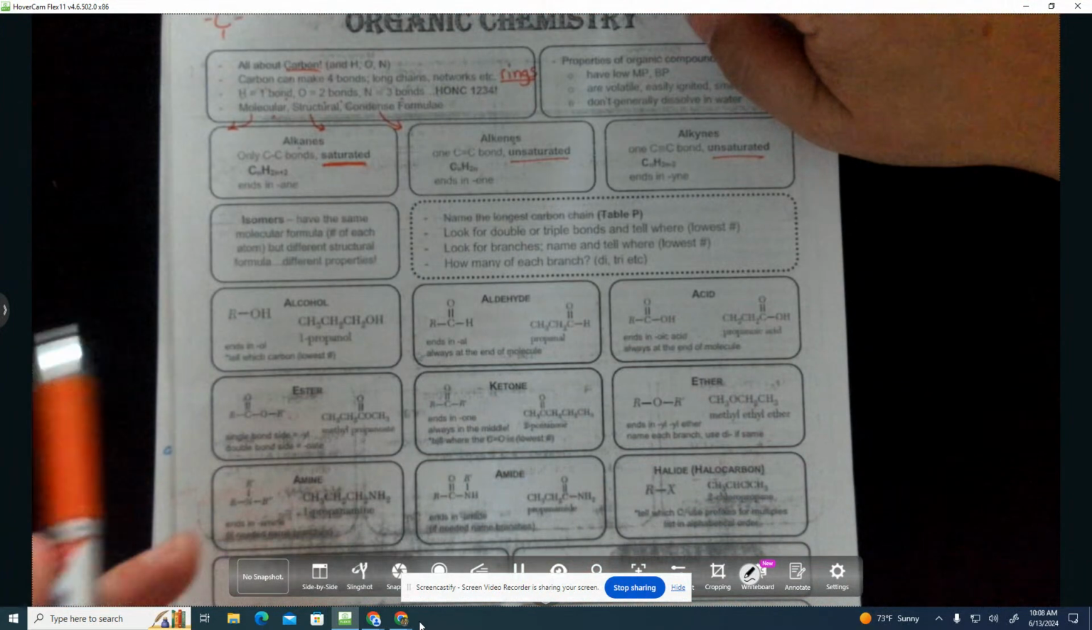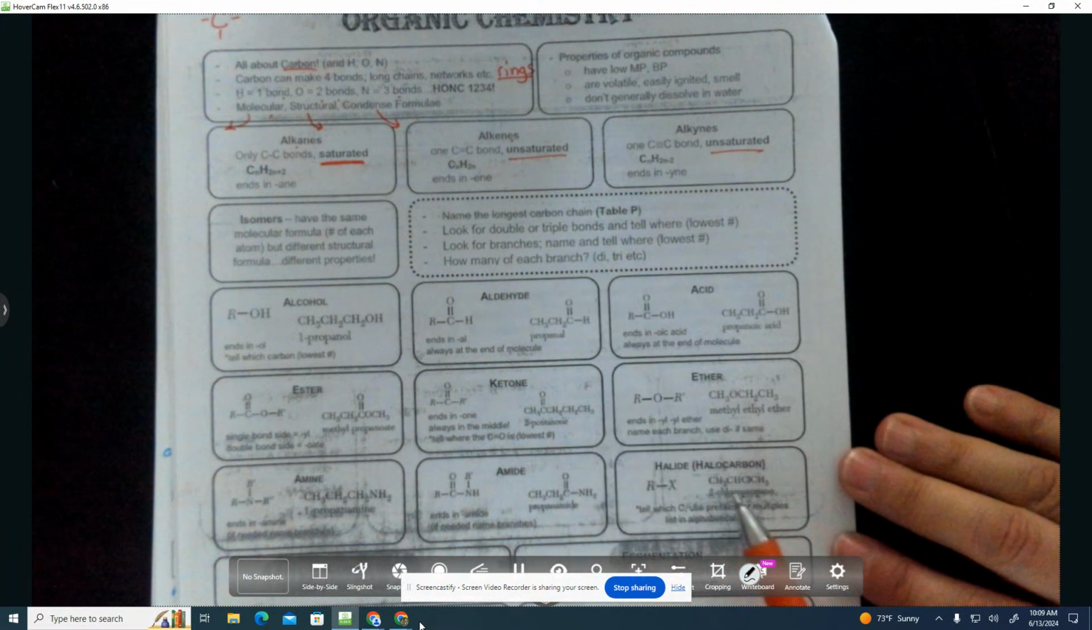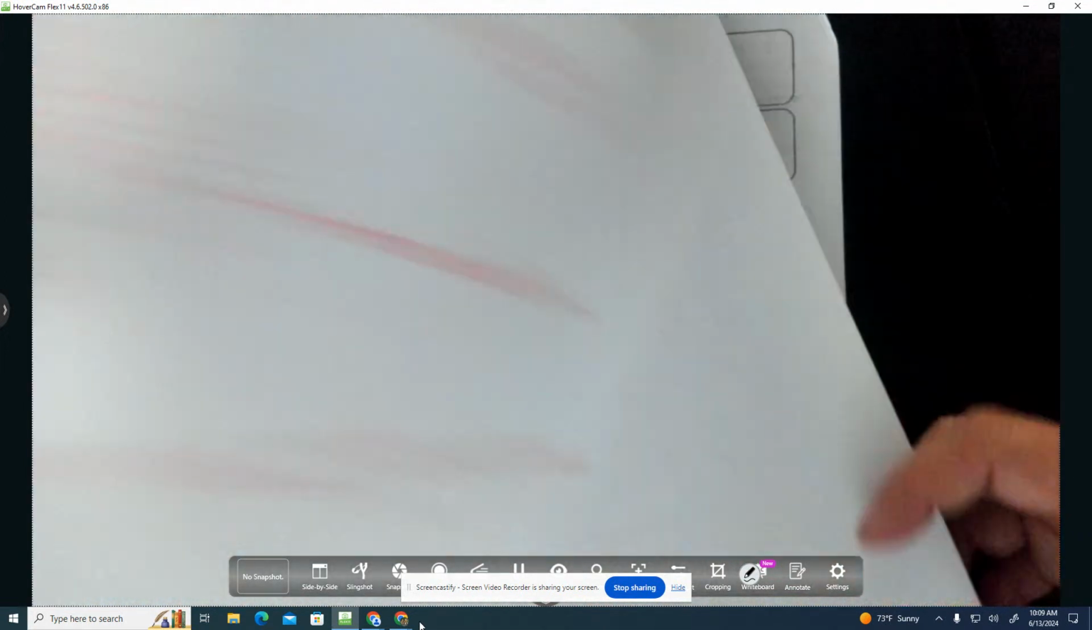Right. Okay. Alcohols, aldehydes, acids, esters, ketones, ethers, amines, and halogens. Halocarbons are the easiest one because they're named just like this, except now the branch is either a bromo, a chloro, a fluoro, or an iodo. You're going to put that on there just like this.